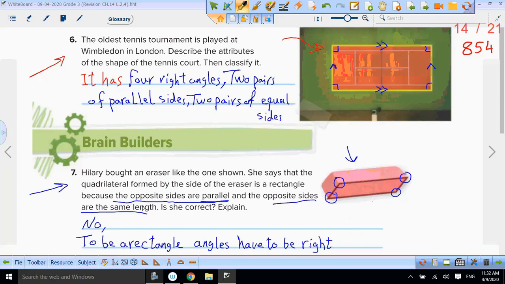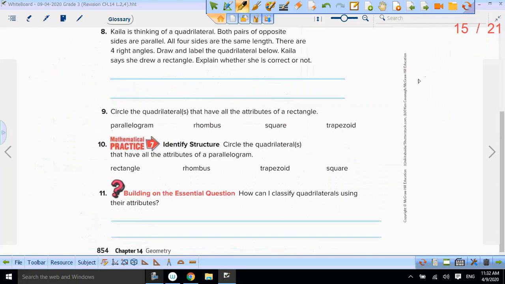It has the same properties or attributes of a parallelogram, but it is not a rectangle. We know that the rectangle is a parallelogram, but with 4 right angles. The 4 angles have to be right angles to be a rectangle. Okay? Again, the 4 angles of the parallelogram have to be right angles to be a rectangle.